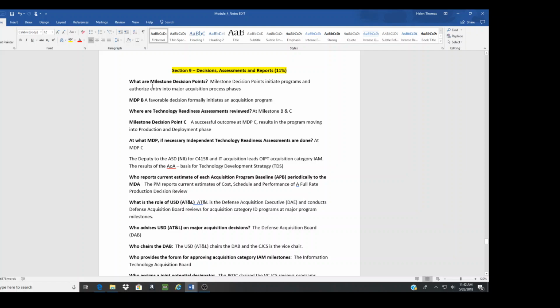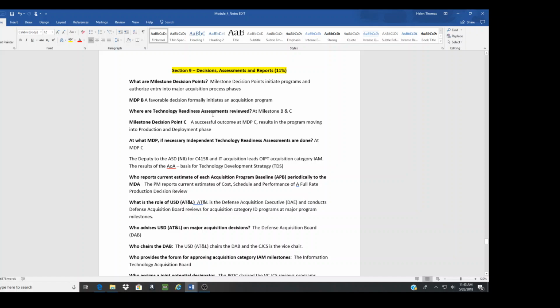So let's begin. What are milestone decision points? Simply areas where you initiate programs and authorize entry into major acquisition phases. Remember, before you can go into the next phase of the acquisition process, you have decision points where the milestone decision authorities will determine whether you keep on. Are we on point with cost, schedule, performance? Milestone decision point B: a favorable decision formally initiates an acquisition program.